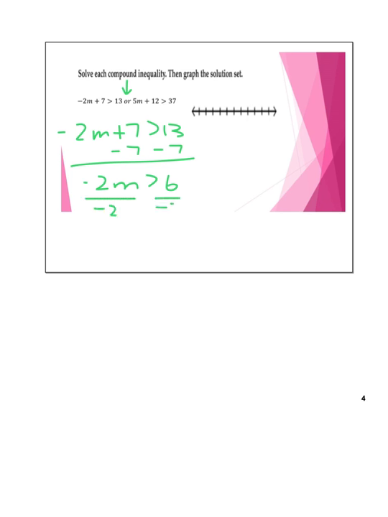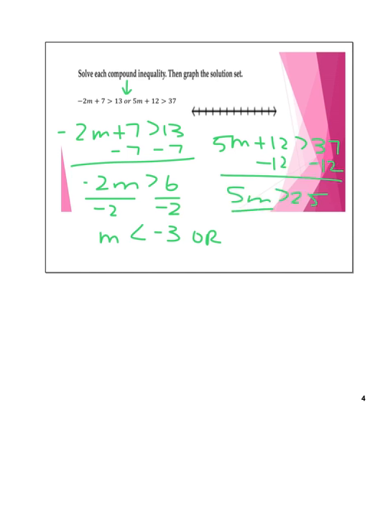Our next inequality has an OR statement, so we have to be careful of that. So I'm going to solve the two inequality statements separately. So I have negative 2m plus 7 is greater than 13. So I'll subtract 7, and I'm left with negative 2m is greater than 6. Divide both sides by negative 2, change the direction of the sign, and I have m is less than negative 3. Now I have another part of that, so I have 5m plus 12 is greater than 37. I'll subtract 12 from either side, and I have 5m is greater than 25. Divide both sides by 5, and m is greater than 5.